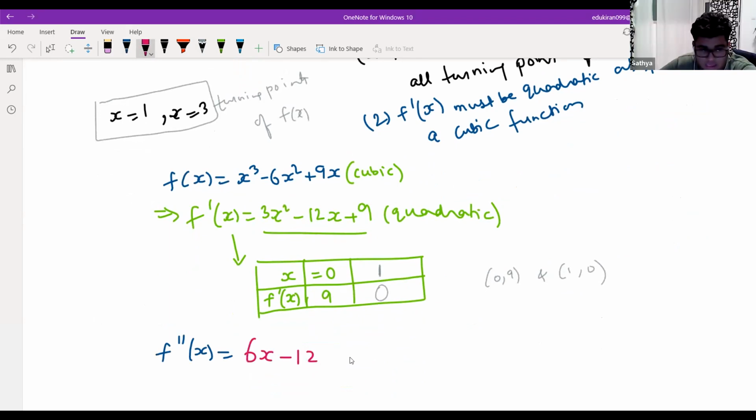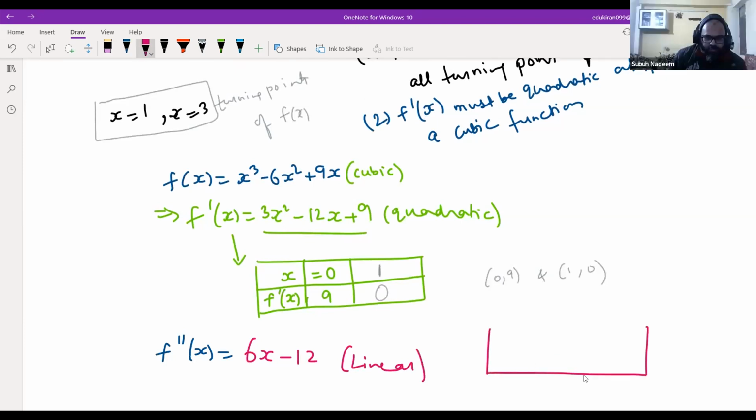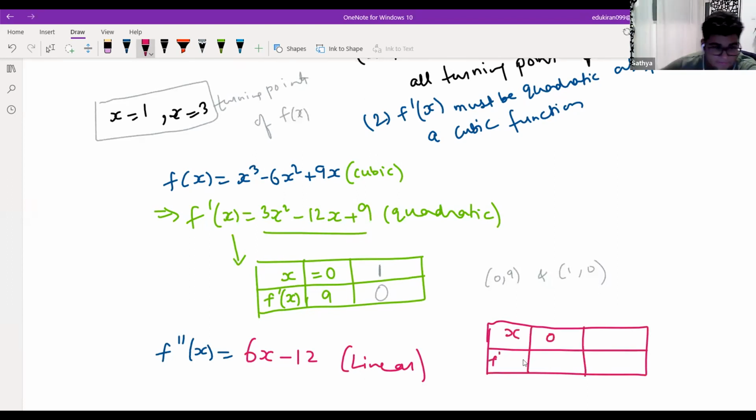6x minus 12. This is called linear, that is, the power is 1. So here also what we do, this will be a straight line. So we can put x is equal to 0 and the f double dash x will be equal to minus 12.